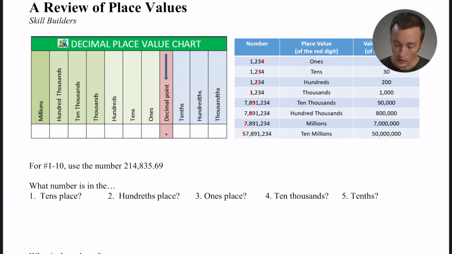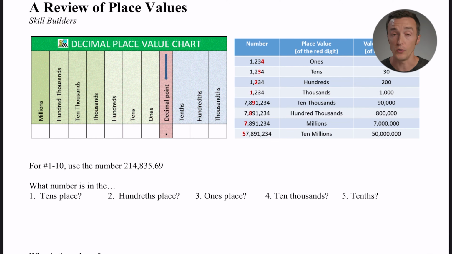Welcome back. Today on Milanese Math, we're going to be talking about place values. And as always, if you want to follow along with the worksheet that we're using, it'll be the first link in the description below. So I want to draw your attention to the left-hand side of your paper or the screen, the decimal place value chart.